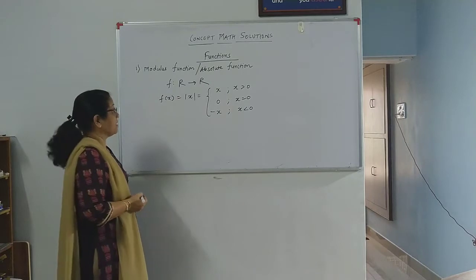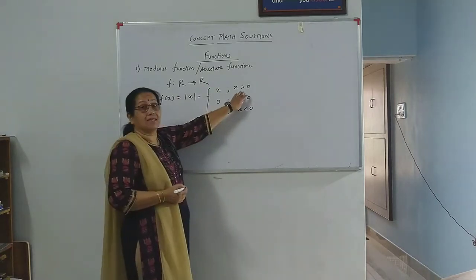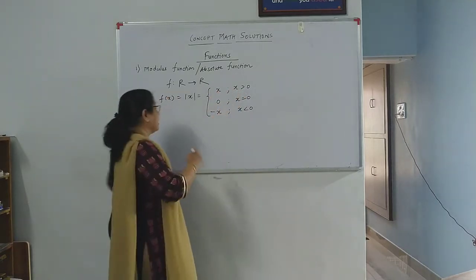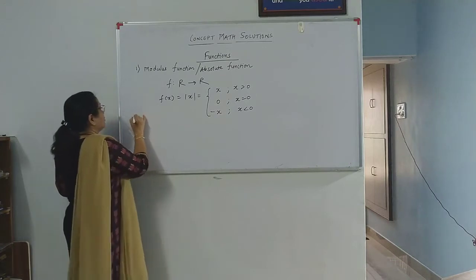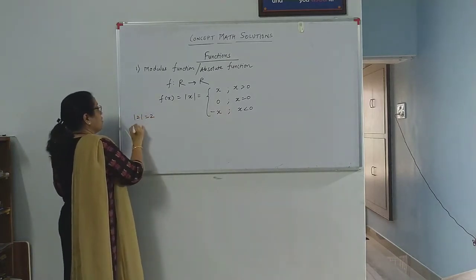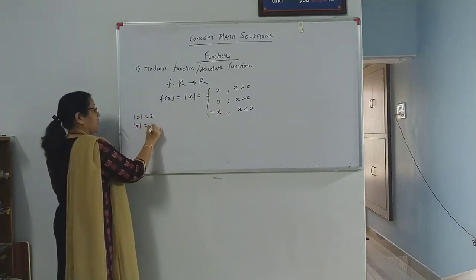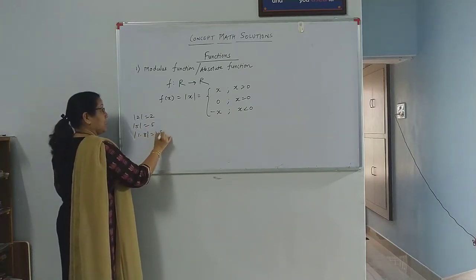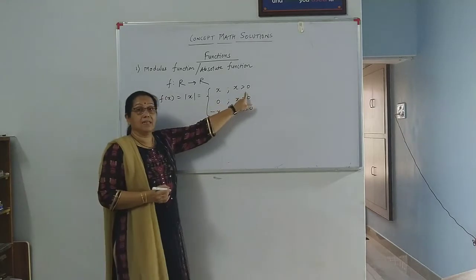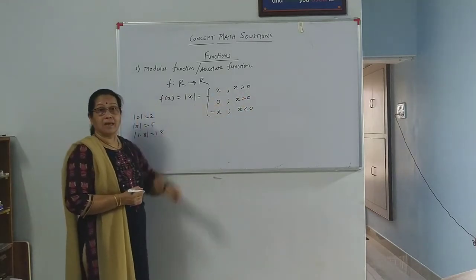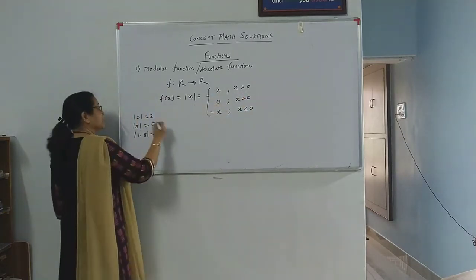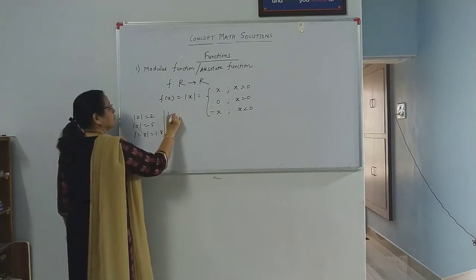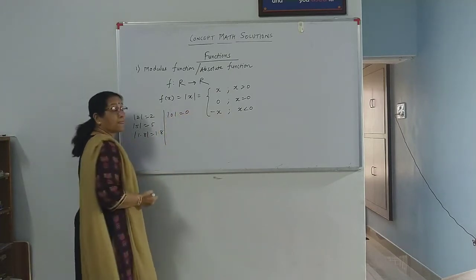What does it mean? If x is greater than 0, it is x. Modulus of 2 is 2. Modulus of 5 is 5. Modulus of 1.8 is 1.8. For x greater than 0, it's x. If x is 0, modulus of 0 is 0.